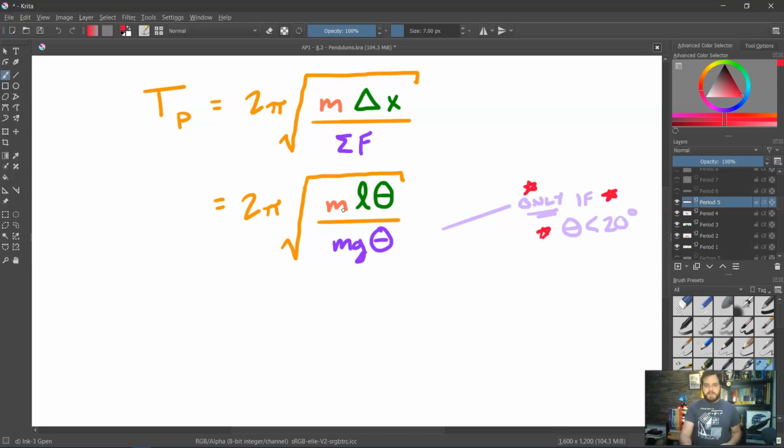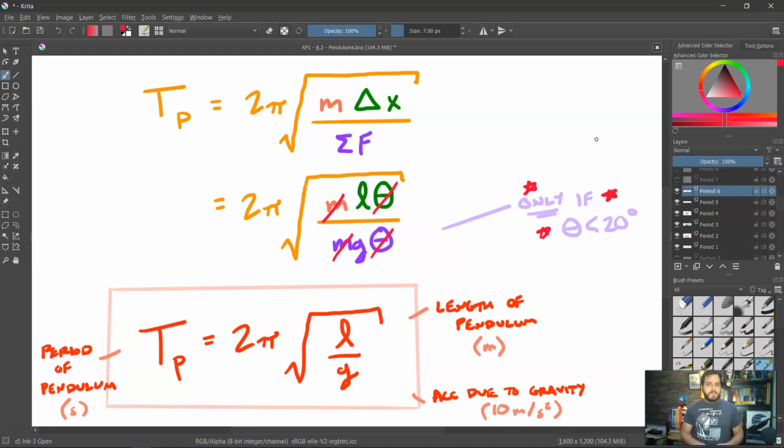But if I look at this now, I have a lot of things cancel out. The masses cancel out, and the thetas cancel out. So I am left with T_p, the period of the pendulum in seconds, is equal to 2 pi the square root of L over g, where L is the length of that pendulum in meters, and g is the acceleration due to gravity, which on Earth is 10 meters per second squared. Now keep in mind, if you had this pendulum on a different planet or somewhere where g is different, we would have to have a different value there.